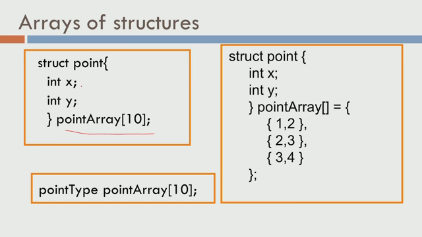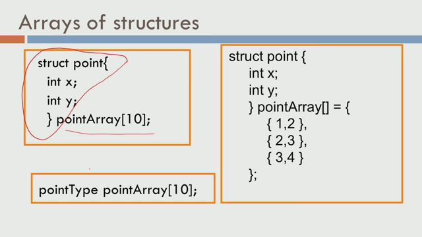So you could also do the way it is given here. You can just stop with the structure description that is given here on the top, right, and then ask for point type point array of 10. So this is also a valid way of asking for point. So in this case I assume that there is a typedef struct point given as point type.